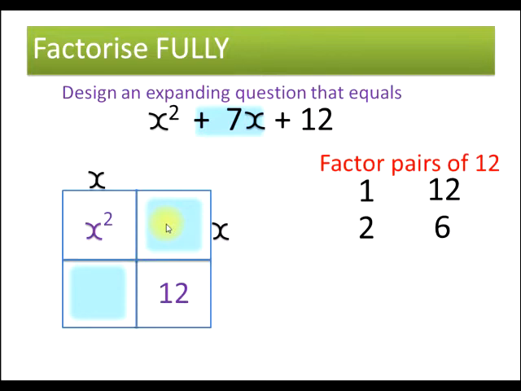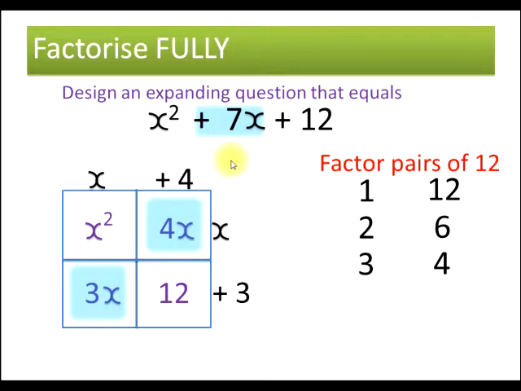Let's try another pair. If we try 2 and 6, because 2 and 6 makes 12, pop them on. 2 times x, 2x, and we would have 6x. Again, they do not make this middle term, so we've got to keep going. 3 times 4, pop those on. 4x and 3x. We have it. Here we have 7x if we combine these two terms together.